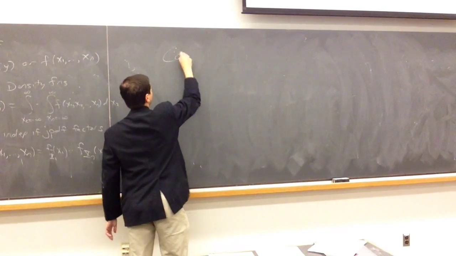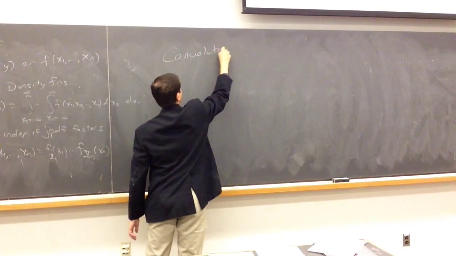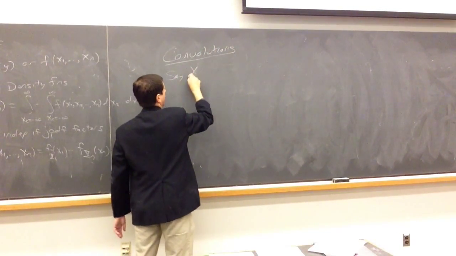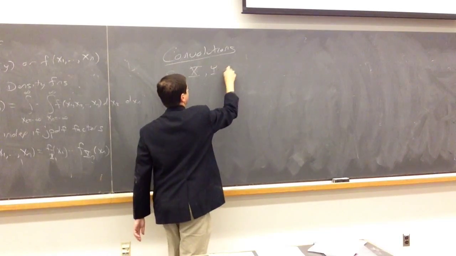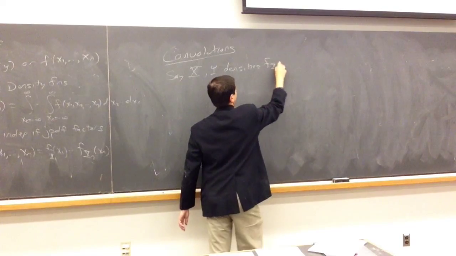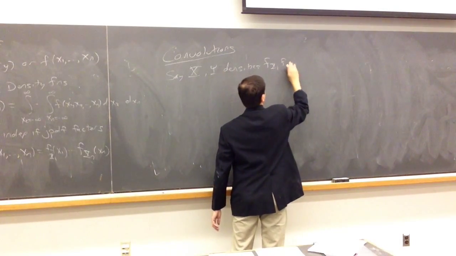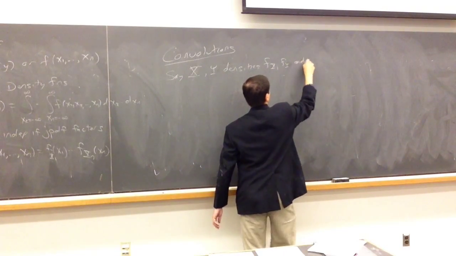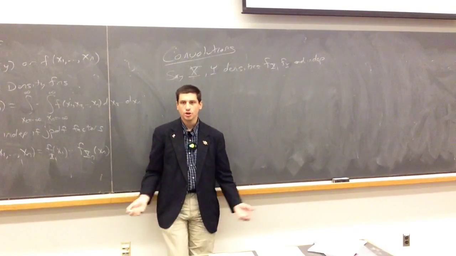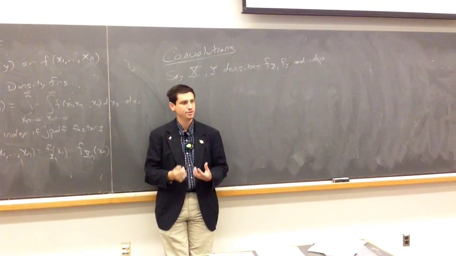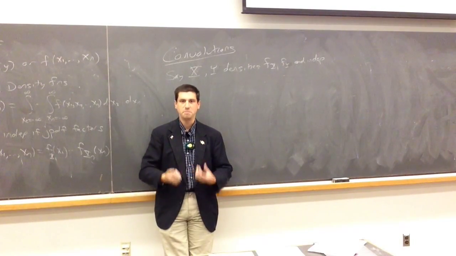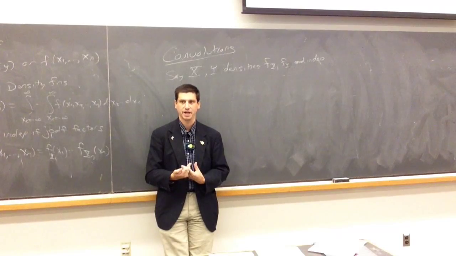All right, so what I want to talk about now is convolutions. So say we have x and y with densities f of x, f of y, and independent. A lot of mathematics boils down to the following: you want to understand something simple and then build more complicated things out of that.